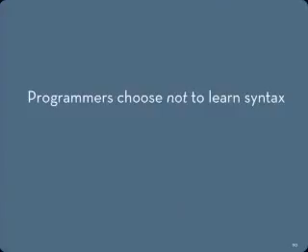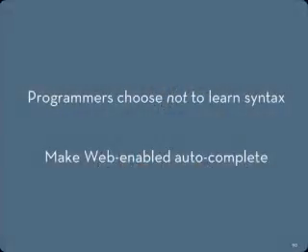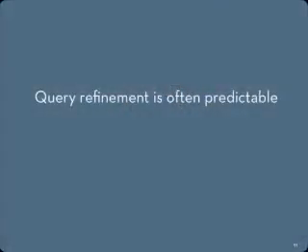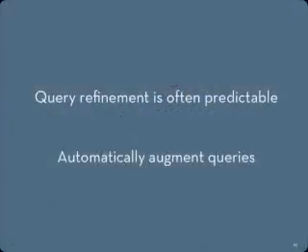Fourth, we saw that programmers often choose not to learn syntax. So this suggests that we should put search inside the development environment and make current autocomplete tools sort of web-enabled. And finally, we saw that when participants refined queries, their query refinement was often predictable. For example, they would often add versions of libraries or frameworks to improve the result set. So this additional context is available in the development environment. And perhaps we could use this context that's present in the development environment to automatically augment queries so that programmers could find good results faster.